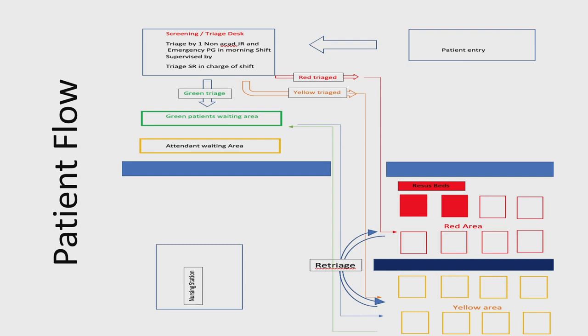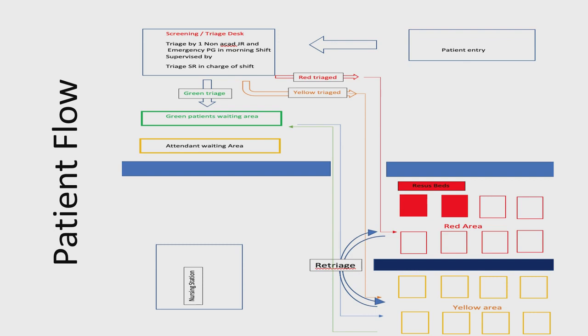In emergency, the principle is mostly the care of sick patients. So non-sick patients should be segregated from sick patients, and among the sick they are again classified into red and yellow. Those who are acutely sick should be on the resuscitation beds, and those who have a probability of deteriorating can be in the yellow triage.